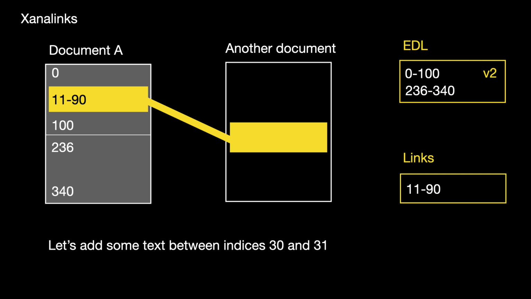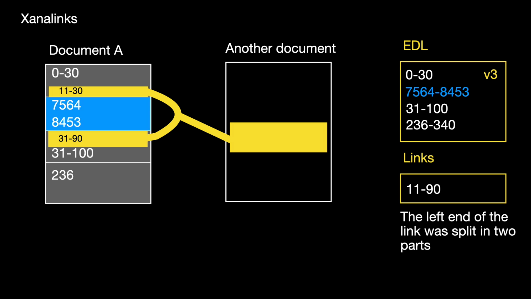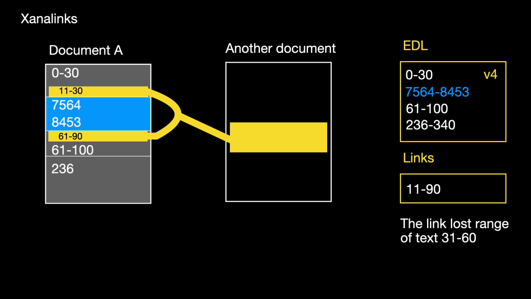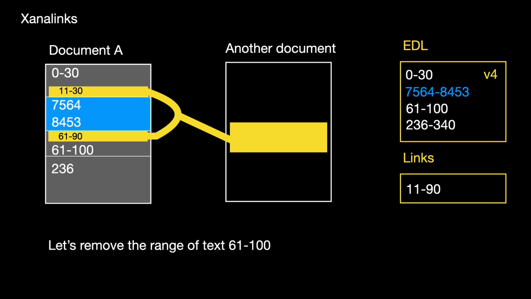Suppose new text is inserted in the middle of that range. When text is added inside an existing range, the original range splits into two parts. As a result, the left side of the link will have two ends. Next, let's remove the text from addresses 31 to 60. One of the ends of the link becomes smaller. If we then remove the text from 61 to 100, one of the ends disappears entirely.